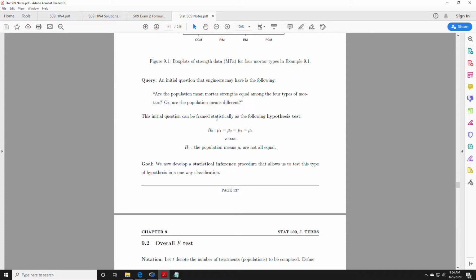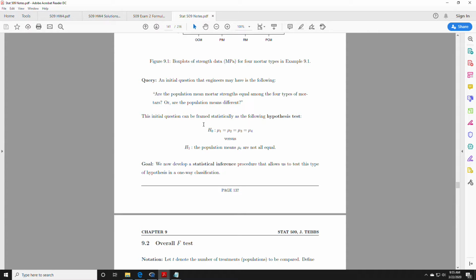So for the ANOVA test, we are trying to see if the means are all equal. In this example, we have 4 groups, and we want to see if the means are all equal for all 4 groups versus if they're not. So that is one thing.